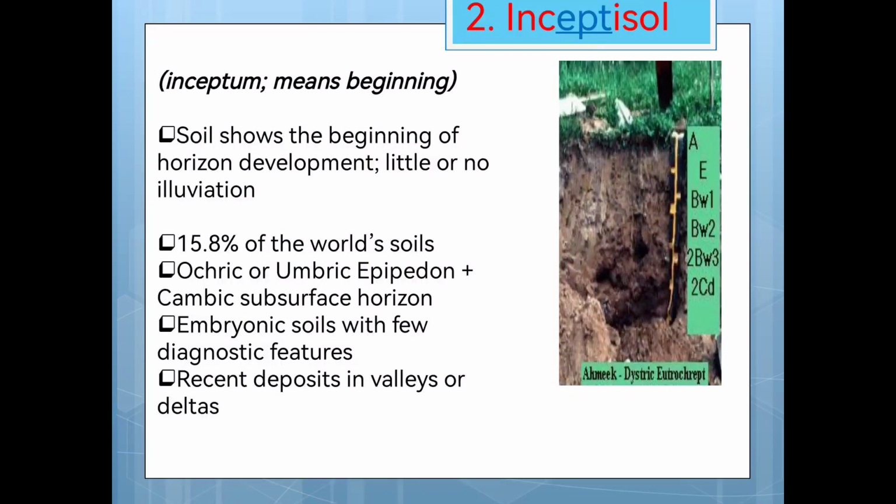The second order that we're going to discuss is inceptisols. So unlike entisol, for inceptisol we have here inceptum, which means beginning. Inception means start, beginning. So the soil shows the beginning of horizon development with little or no illuviation. This is 15.8% of the world's soils, and it has an ochric or umbric epipedon plus a cambic subsurface horizon. The embryonic soils with few diagnostic features.